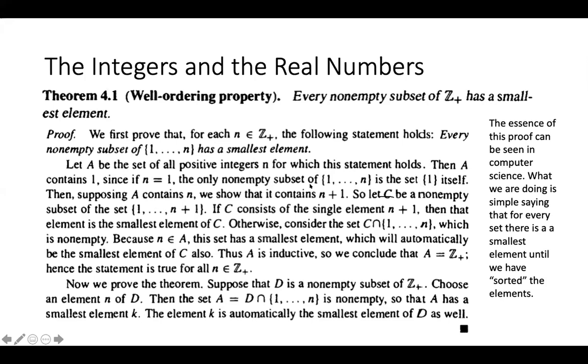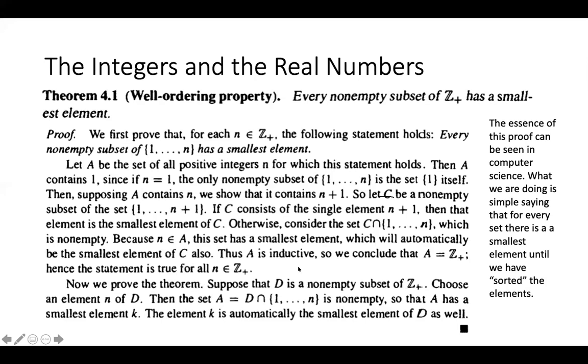Then let's say it contains n, we can show that it contains n plus one, because the way we have defined it is to contain x plus one, right? That's how we defined the integers previously. So then let C be a non-empty subset of the set 1, 2, up to n plus 1. If C consists of the single element n plus 1, then that element is the smallest element, which makes sense, right? Because if this is the only element in a subset, that will be the smallest element. Otherwise, C intersection with 1 to n is a non-empty set, so it will have a smallest element, which is the smallest element of C as well. And thus, A is inductive, right? So we're using induction to show that A equals Z plus, which is true for all of Z plus.